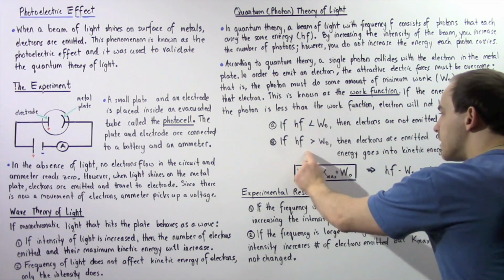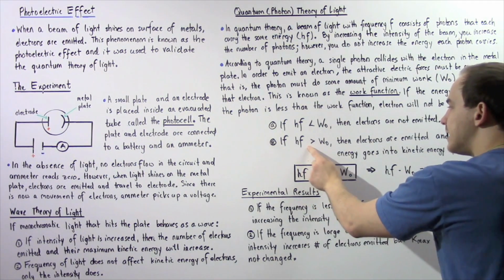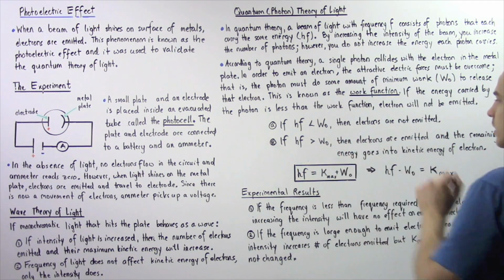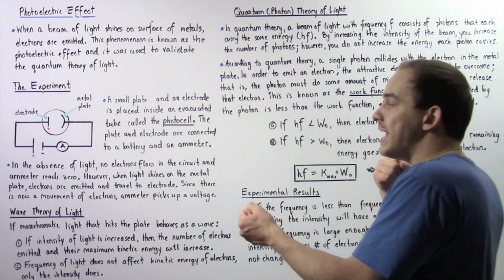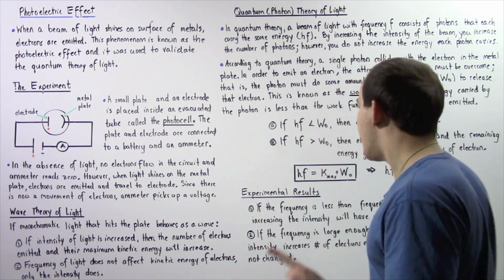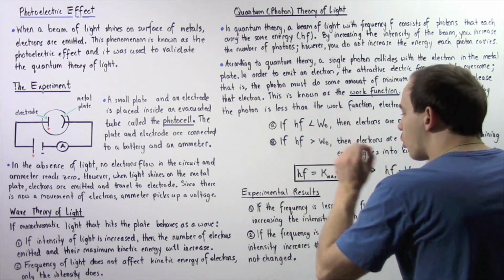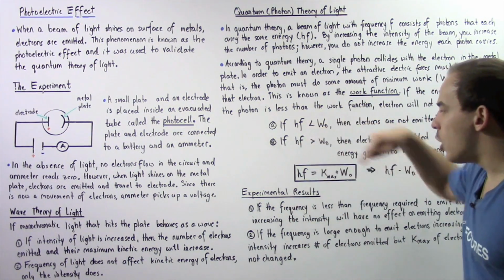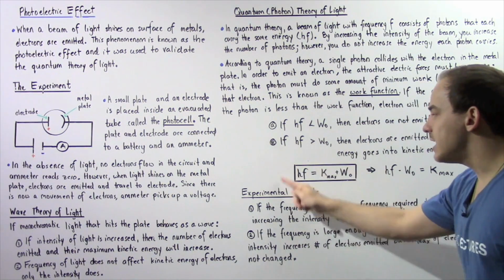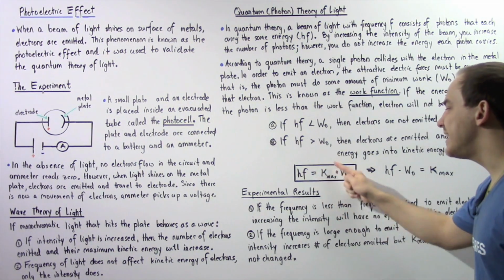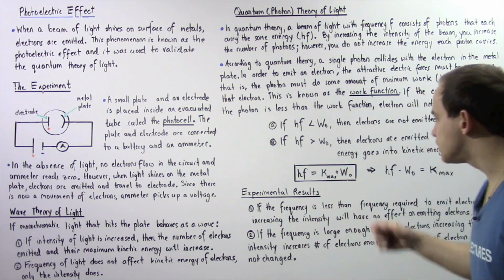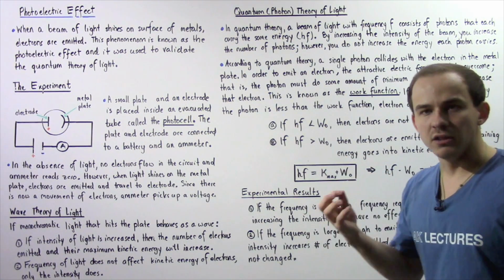However, if the amount of energy carried by the photon is greater than the work function of the electron, then electrons are in fact emitted and the remaining energy goes into the kinetic energy of the electron. So the electron is emitted with a certain velocity, and we get the following important equation. h multiplied by f, the quantity of energy carried by that photon, is equal to the maximum kinetic energy of the electron plus the work function of that electron.